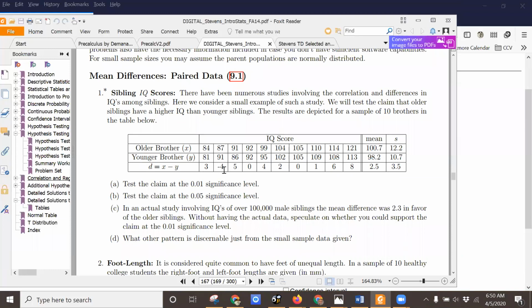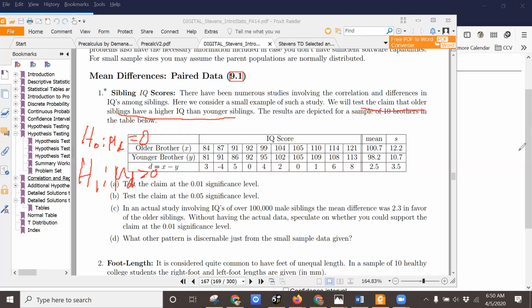Okay, so let's come back here. Let me get my board going. What we're going to test is H0. The claim is that elder siblings have a higher IQ than younger siblings. So for H0, we say the mean difference is equal to zero. There's no difference between these two; they're the same IQ. But the claim is that the mean difference, older minus younger, will be greater than zero, will be positive. So that's what we're testing.